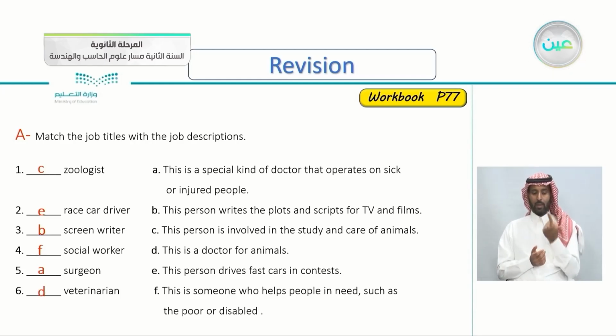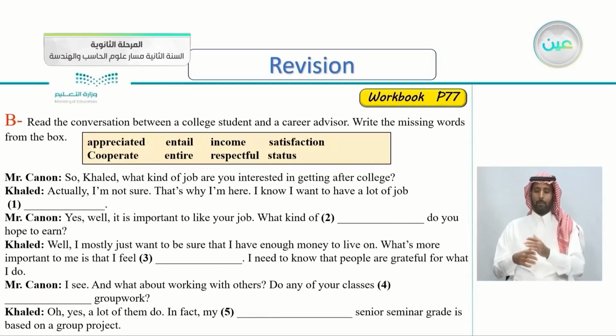Of course, the last one is D. This is a doctor for animals. So 5 and 6 both are doctors. One who works with animals, the veterinarian, and one is a special kind of doctor that operates on sick or injured people. Next exercise, also on page 77, read the conversation between a college student and a career advisor.